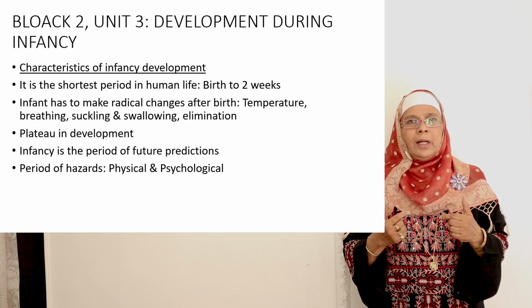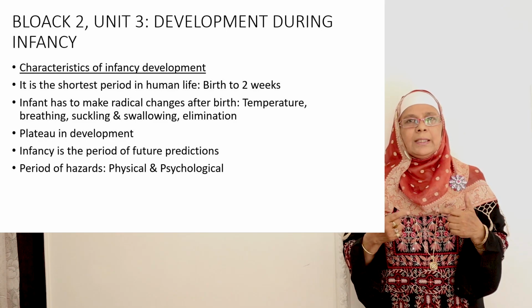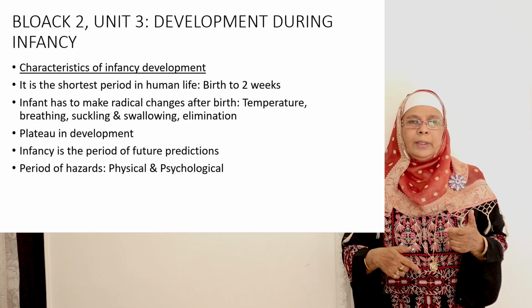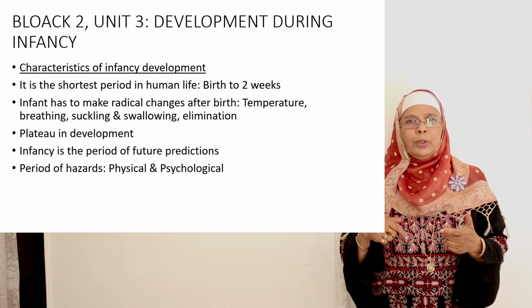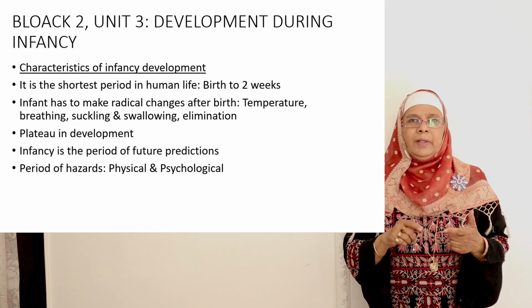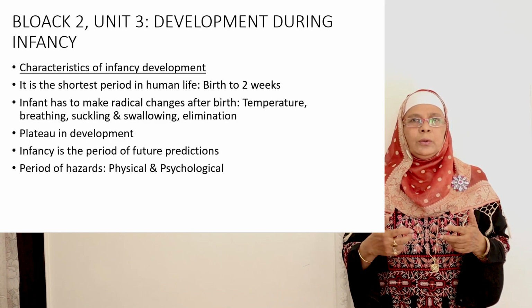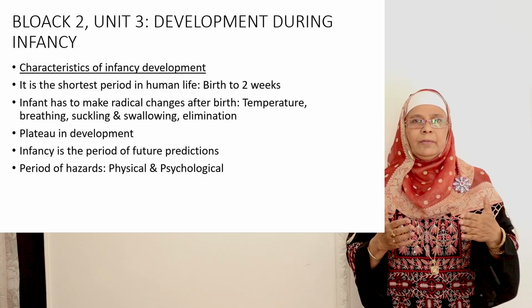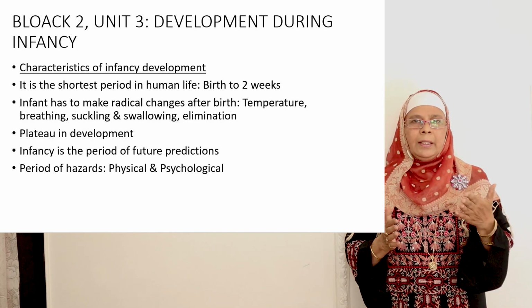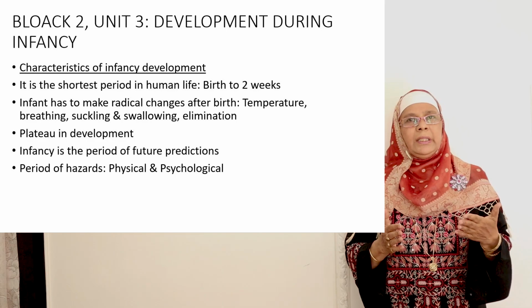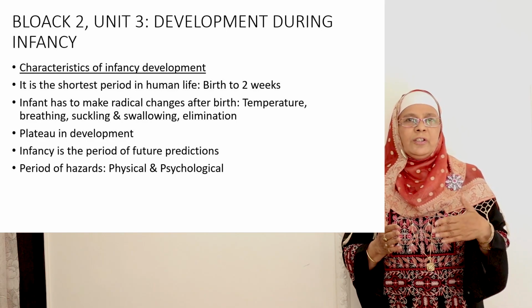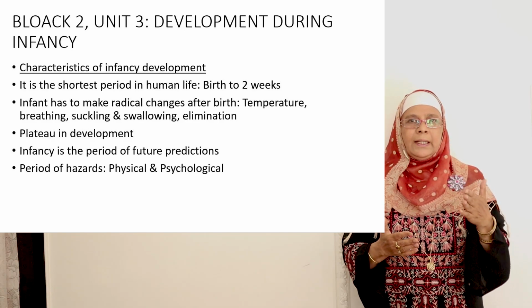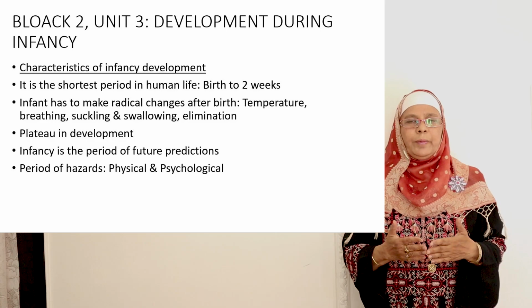Secondly, the drastic adjustment he has to make is breathing. When the baby is in the mother's womb, he gets oxygen through the umbilical cord. But when the baby is born, doctors cut the umbilical cord, and the baby is separated from the mother. Now he has to start breathing on his own. So his first cry is the breathing process. That is the second drastic adjustment he has to make.